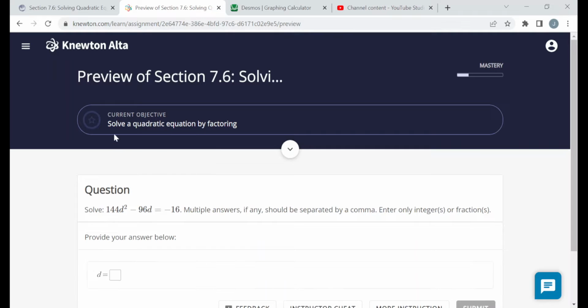All right, so now here's a quadratic equation. Solve it by factoring.